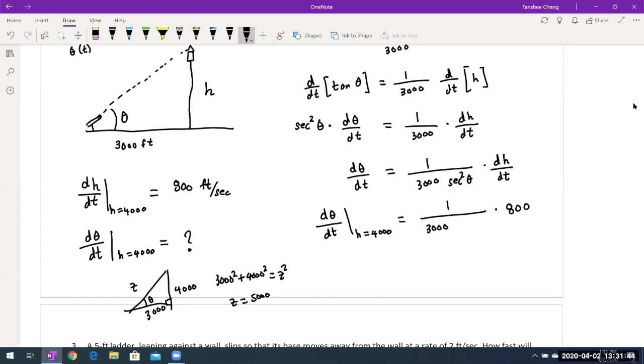Now that I have this z value, I can talk about secant θ. My secant θ is hypotenuse over adjacent, which is 5,000 over 3,000. Now I can plug it in right here: 5,000 over 3,000, squared. Any questions before I move on from here?